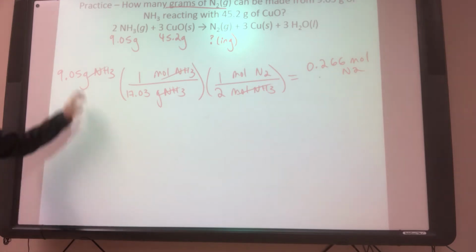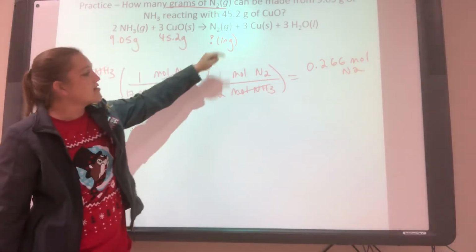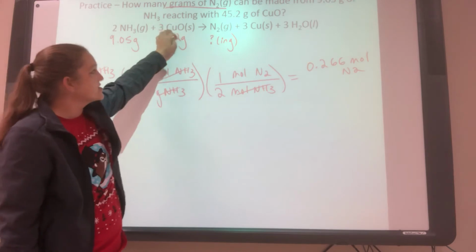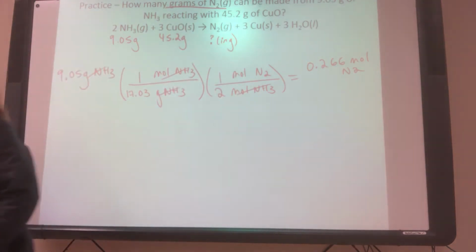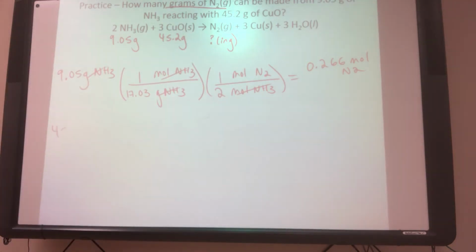All right, so I took one reactant, I went to product. I do the exact same thing, but with this guy, I go to product. 45.2 grams of CuO. I don't want grams, I want moles, so grams of CuO go on the bottom, moles go on top. Grams to moles is the mass on the periodic table, so I go on the periodic table, add it up, I get 79.55. He goes on the bottom. Grams cancel, I have moles.